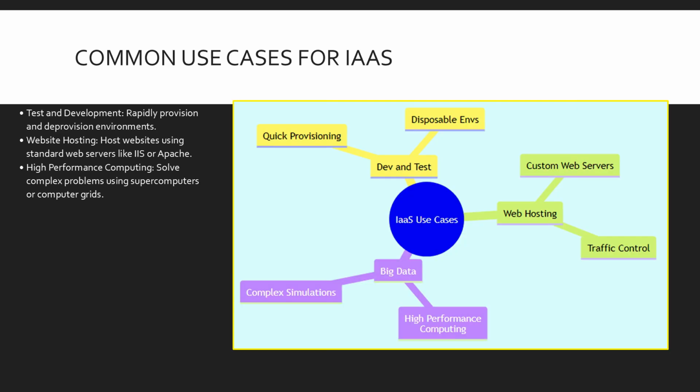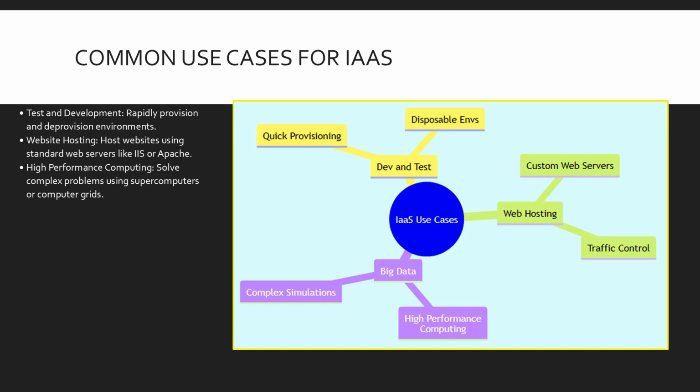To wrap up, let's look at when to use IaaS. It is perfect for test and development because teams can set up and tear down environments in minutes, avoiding hardware delays. It is also widely used for website hosting, allowing you to run standard web servers like IIS or Apache with full configuration control. Finally, IaaS is powerful enough for high-performance computing, enabling you to run complex simulations on computer grids that would be too expensive to maintain on premises.